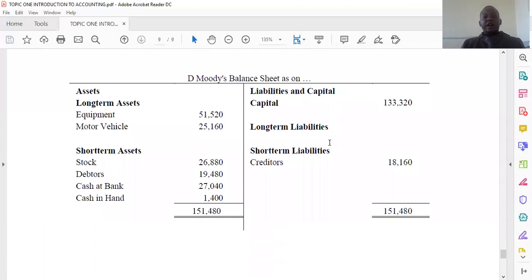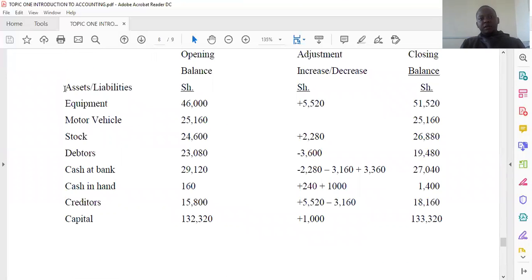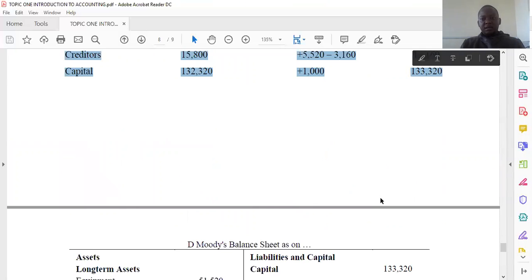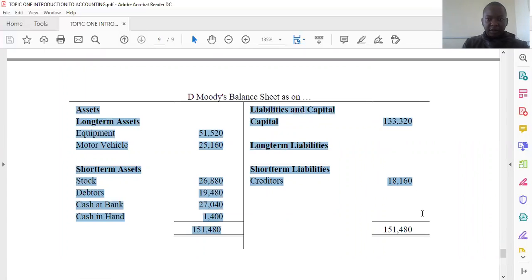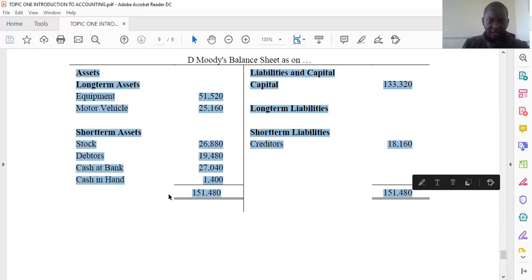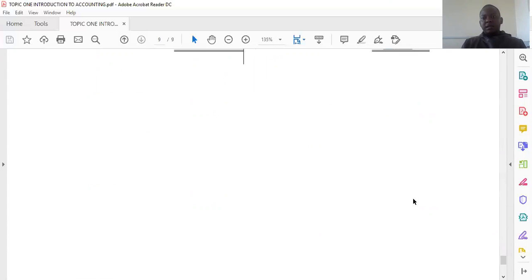And then down there you have the balance sheet after 1 week, and we have the amounts, the figures here given are the closing balances as seen from these workings here. So when we substitute all of them here properly, we have our balance sheet as it is there, and the balance sheet has to balance, as you can see. So, and that is it.